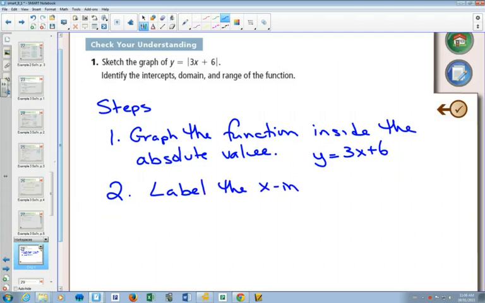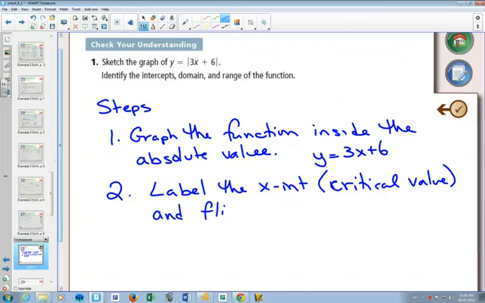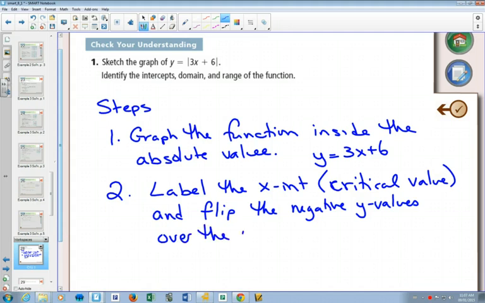We're going to label the x-intercept. That'll be a critical value. And flip the negative y values. So wherever the y values are negative, over the x-axis. Because if we flip those negative y values over the x-axis, what we're going to be doing is making them positive.